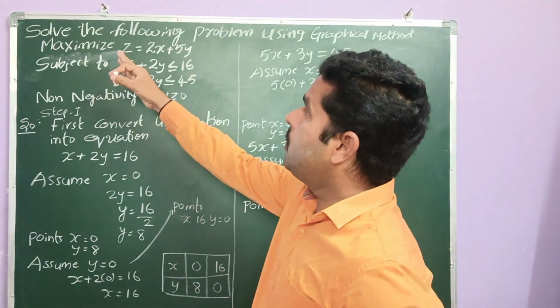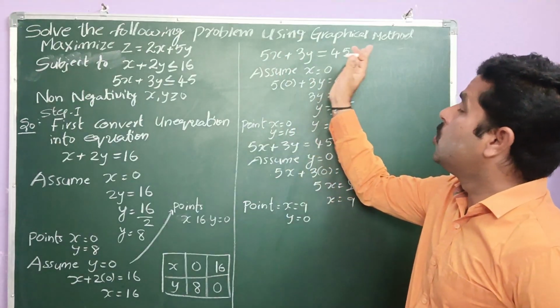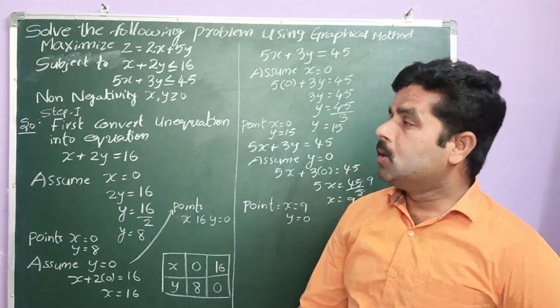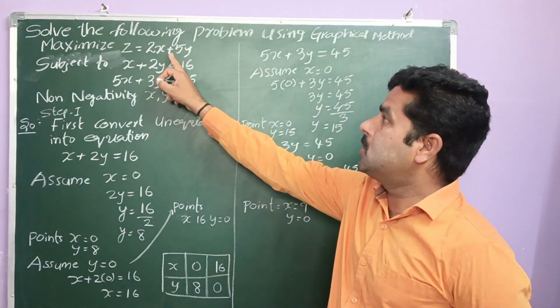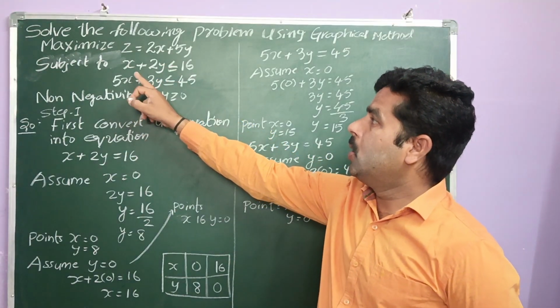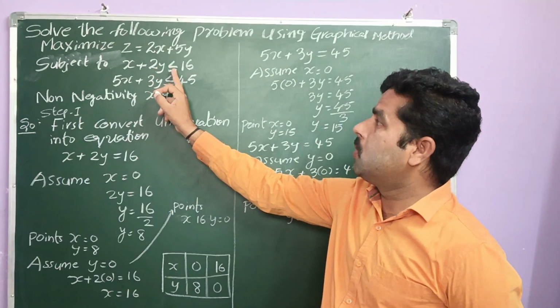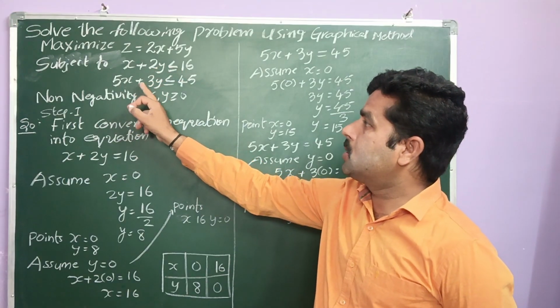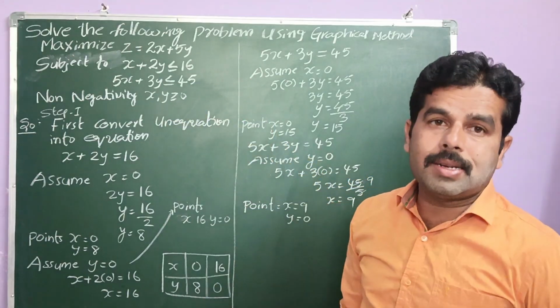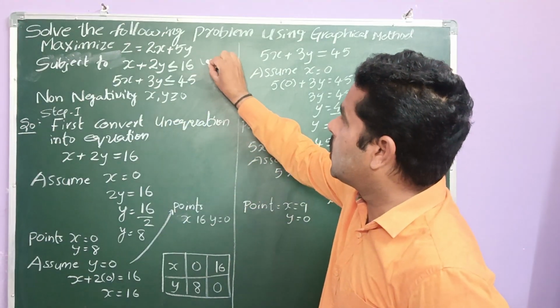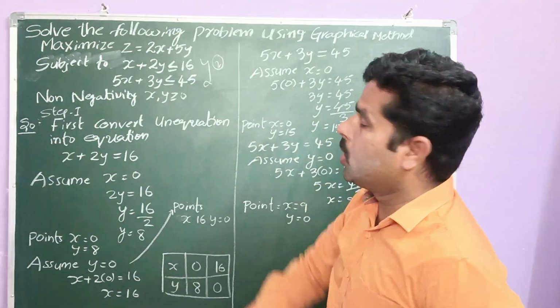So this is a question. Solve the following problem using the graphical method. The question is: maximize z equals 2x plus 5y, subject to x plus 2y less than or equal to 16, then 5x plus 3y less than or equal to 45. So how many constraints are there? Two constraints are there, only two constraints.